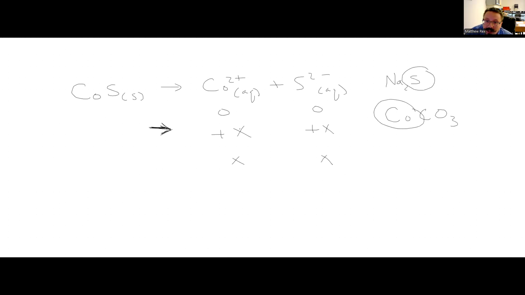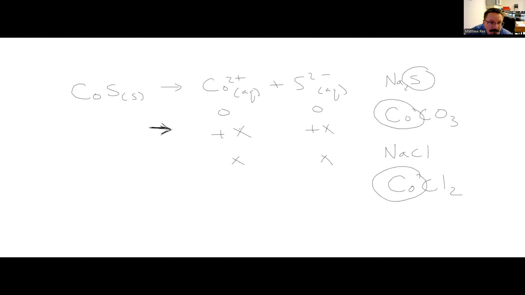NaCl does not have anything involved in this reaction, so it's neither going to increase nor decrease the solubility. We won't really see a change. Cobalt chloride, again, has a common ion, the cobalt, so that's going to decrease the solubility or push it to the left.